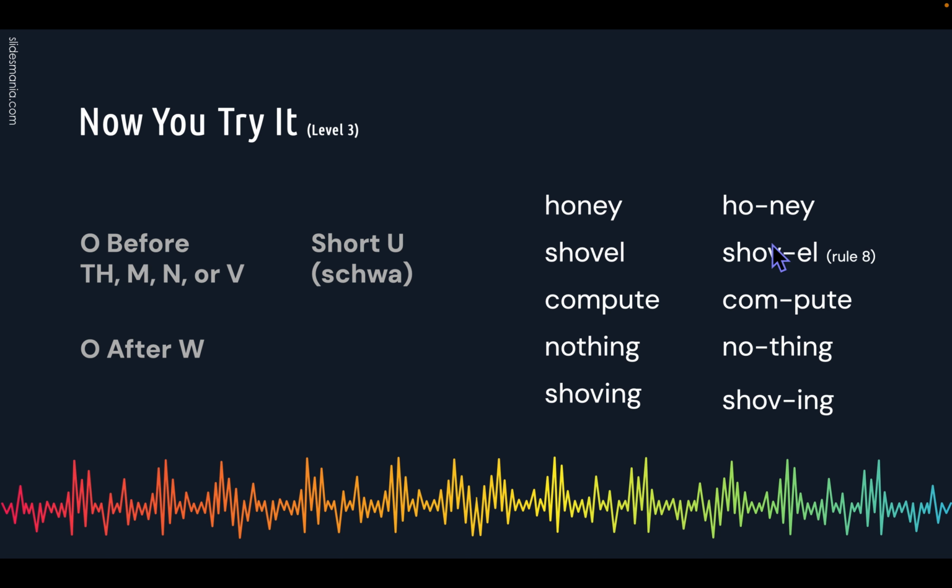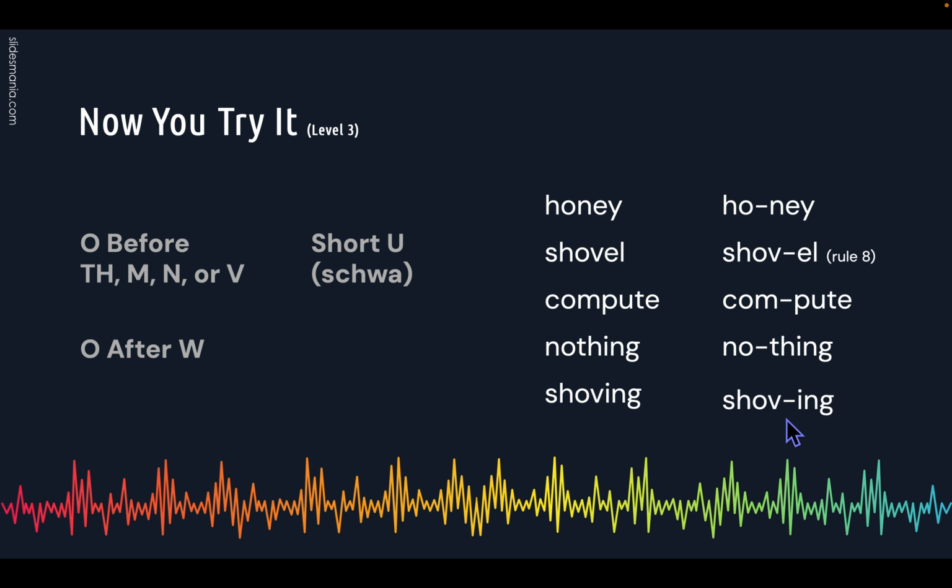How did you do? You should have divided right here. So here we have honey, shovel. In Rule 8, we will discuss why we're dividing here rather than after the O before a single consonant. Compute. This is using Rule 1, dividing between 2 consonants. But this O takes on the schwa sound, so I put it in here. Here we have nothing and shoving.